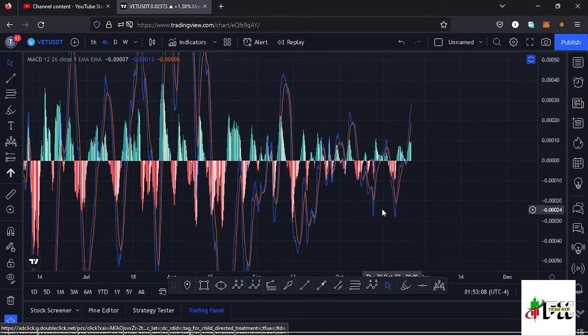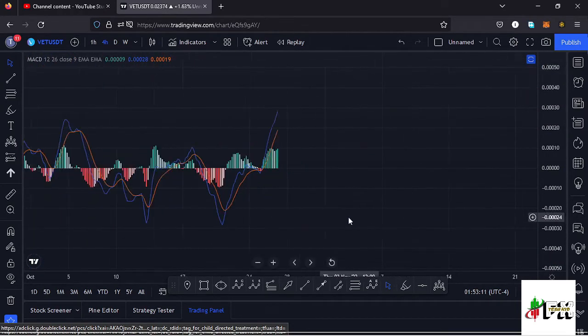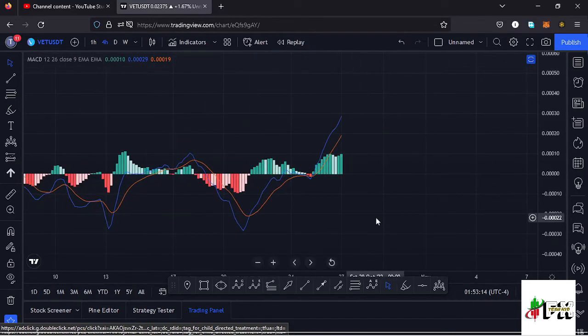On the MACD, we have printed a bullish cross, and that means higher prices are coming our way. So let's be patient and see how that plays out, and I'll keep you updated.